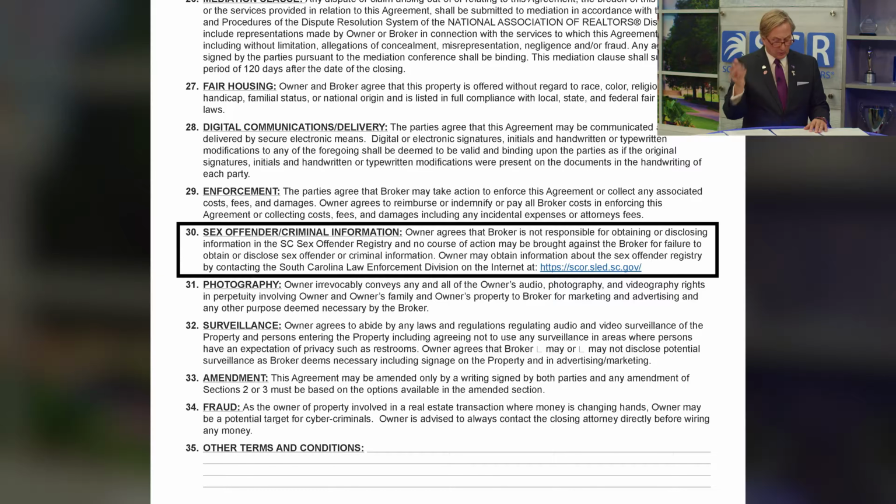Sex offender criminal information. The owner agrees the broker is not responsible for obtaining or disclosing sex offender registry information. If parties are interested in sex offender registry information, they contact the sheriff and go to the South Carolina Law Enforcement Division website that's stated here in Section 30.